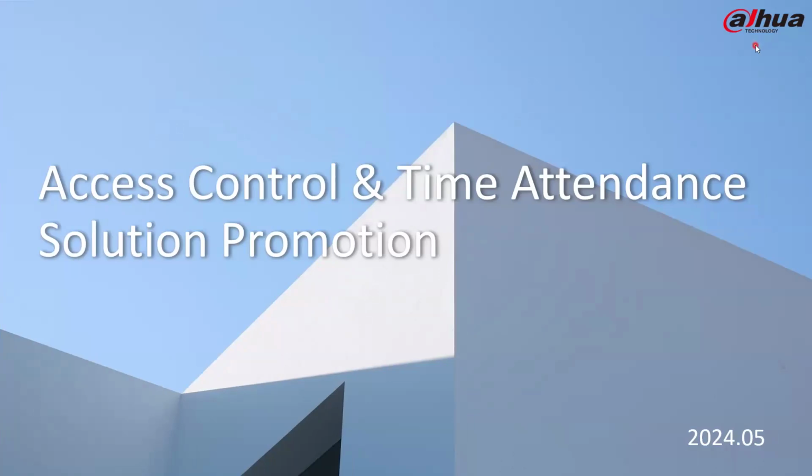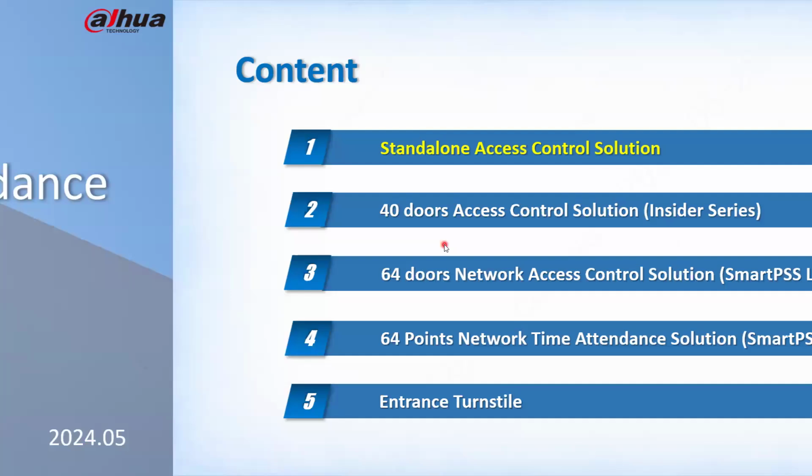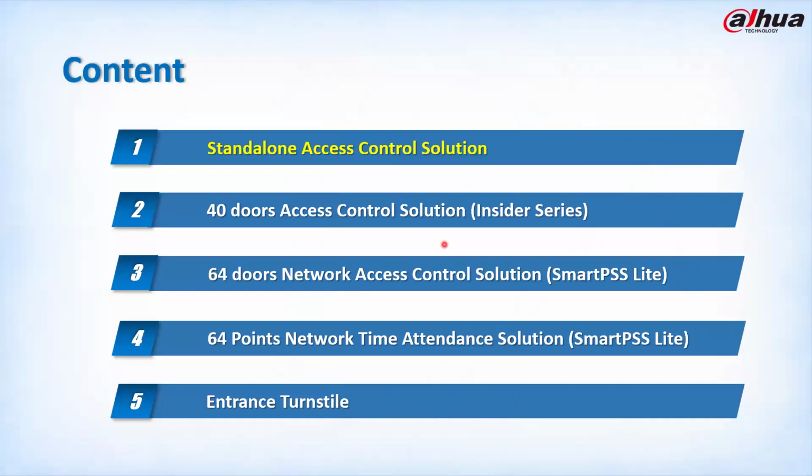So let's take a look at the new product features within the access control parameters and the attendance products parameters. We're going to start the following five-part presentation, and this is what you're going to do for today. We'll start by taking a look at the introduction to standalone access control products and solutions. Then once we're done with that, we'll go to other product features that support 40-door access control.